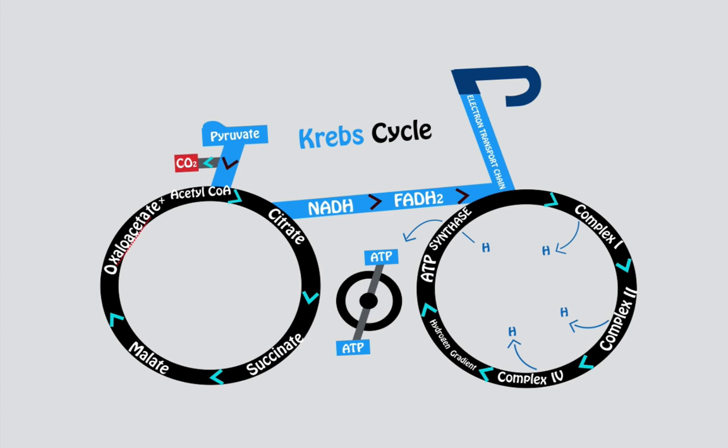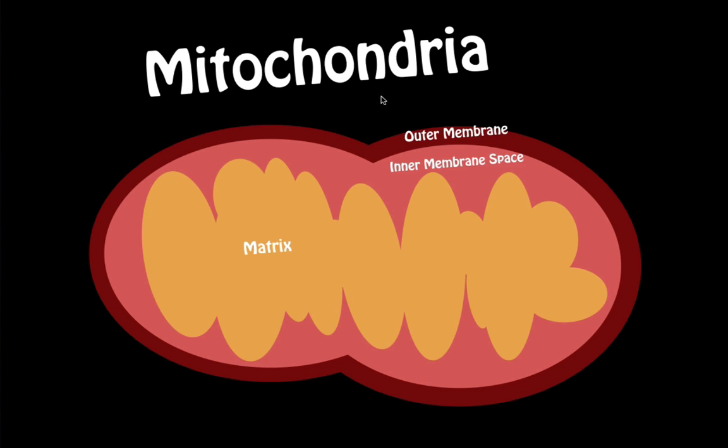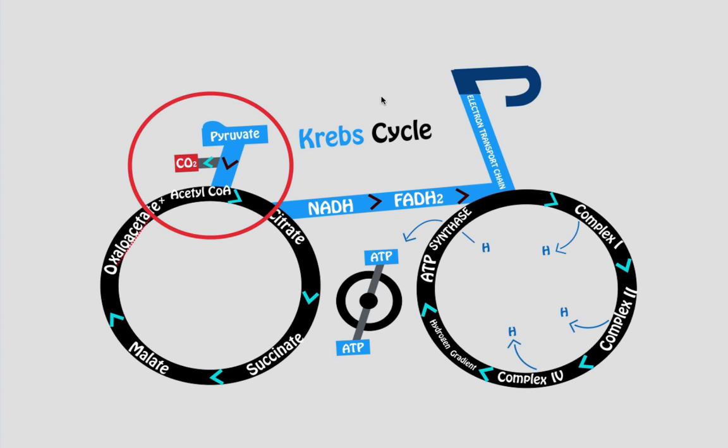Okay, so this Krebs cycle that you see here, this is a process that occurs, all of it, in the mitochondria. So you went from the cytoplasm where you had glycolysis, and now you're in the mitochondria with pyruvate. This video is going to be highlighting this step that I have circled here.